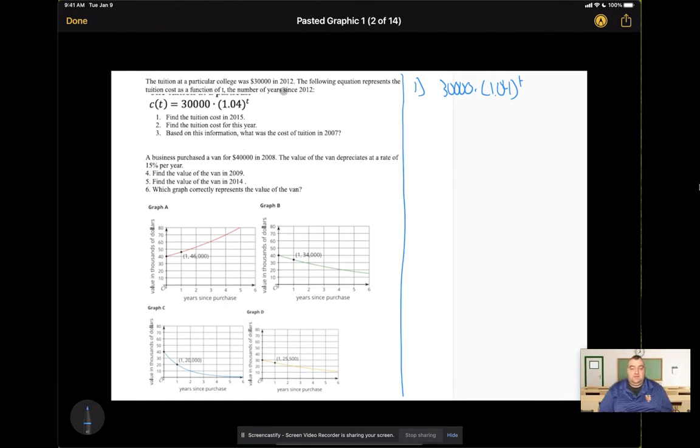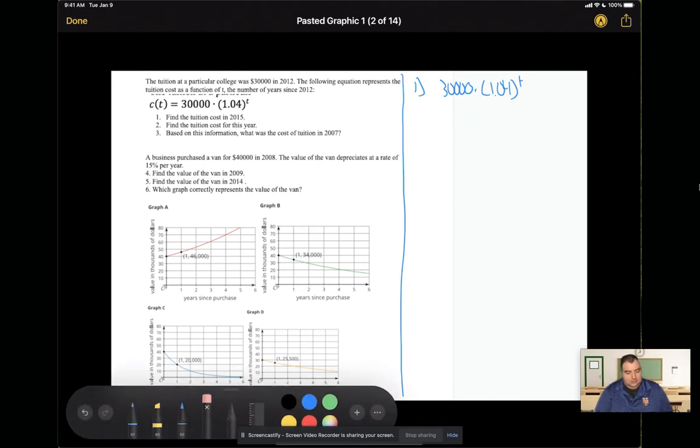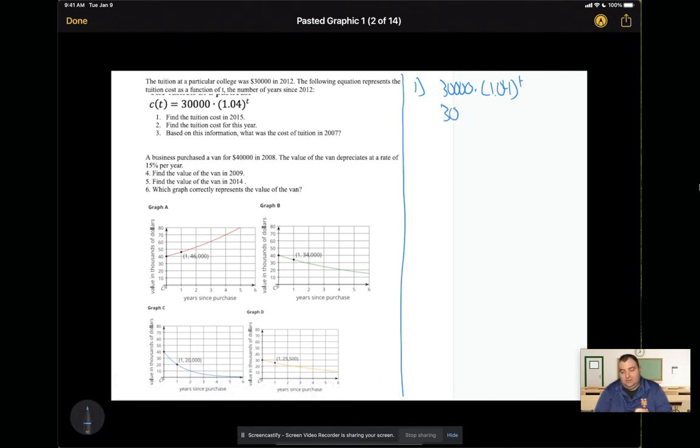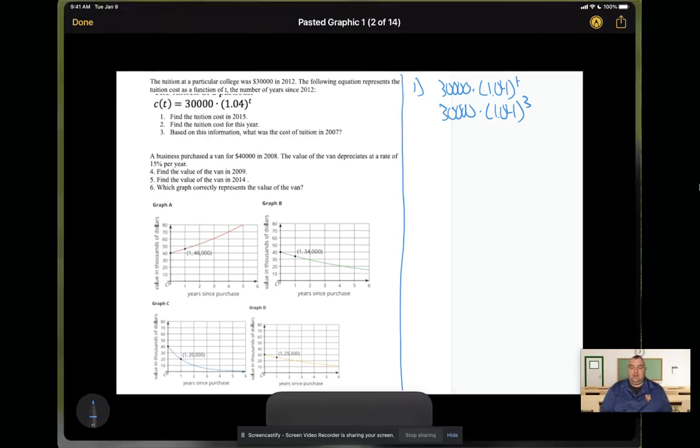So 2015, I've got to figure out what I'm going to plug in for t. t is the number of years since 2012. So 2015 is how many years later? Well, that's going to be 3 years later. So I'm going to plug in 3 for t. So what I'm going to calculate is 30,000 times 1.04 to the power of 3, since 2015 is 3 years later.